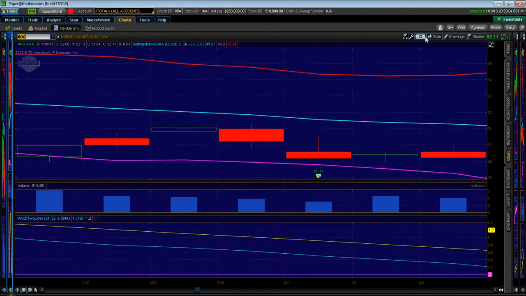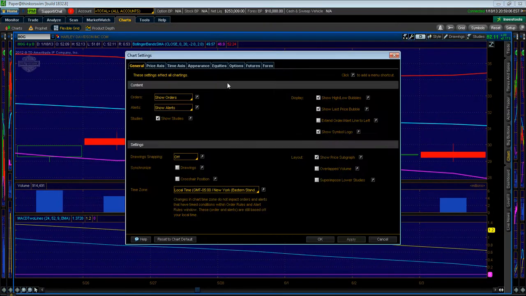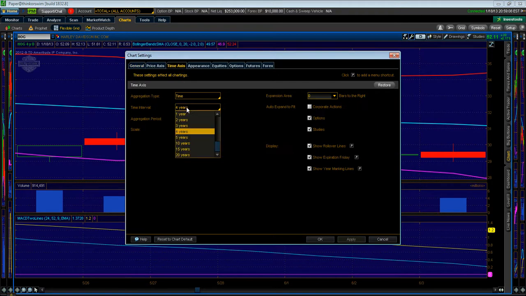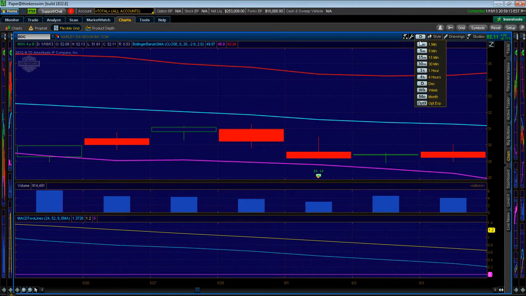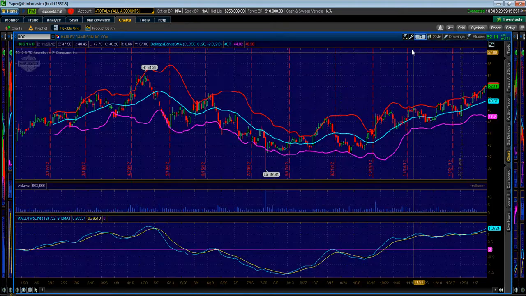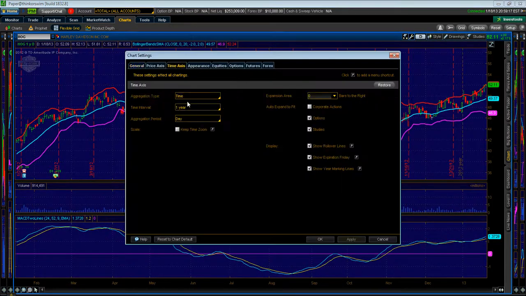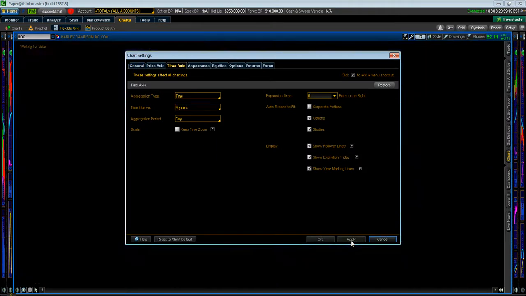Okay, and sometimes my application does this to me, and it basically takes my time axis and has some fun with it. So what I've got to do is try to reset it. Here we go. Go to the day, and I think I had this on 4 years.